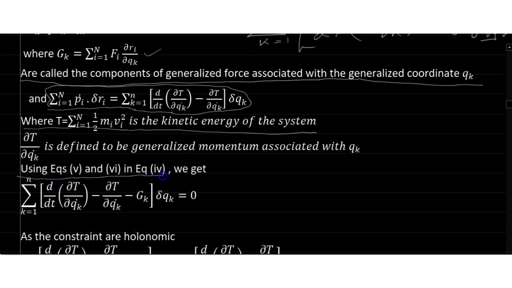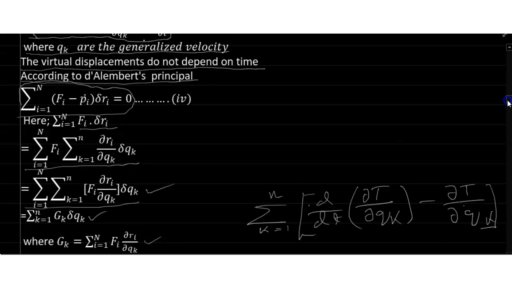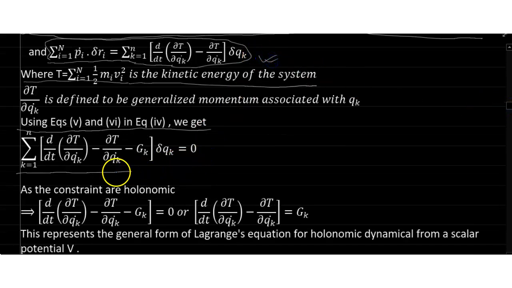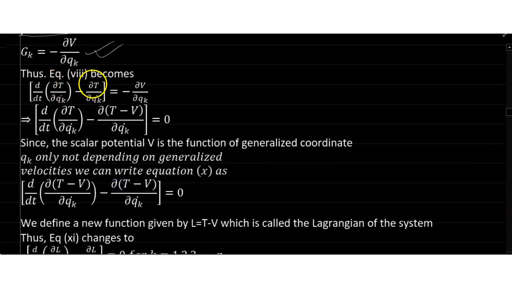Using equations 5 and 6 in equation 4, we get this equation. Since the constraints are holonomic, this portion equals 0 and this portion equals Gk, and this represents the general form of the Lagrange equations of holonomic dynamical systems. With a scalar potential, Gk is equal to minus ∂V/∂qk. Thus the equation becomes d/dt of ∂T/∂q̇k minus ∂T/∂qk is equal to minus ∂V/∂qk.